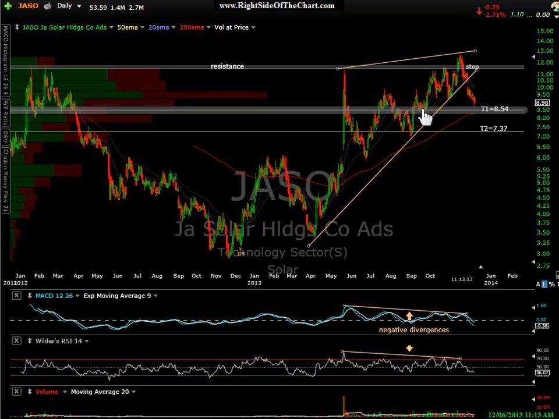This market has had a relentless bid beneath it that will not last forever. So if and when the broad market does start selling off hard, you're going to see a rush out of all these high-flying, overextended momentum stocks, and the solar stocks fit into that category.